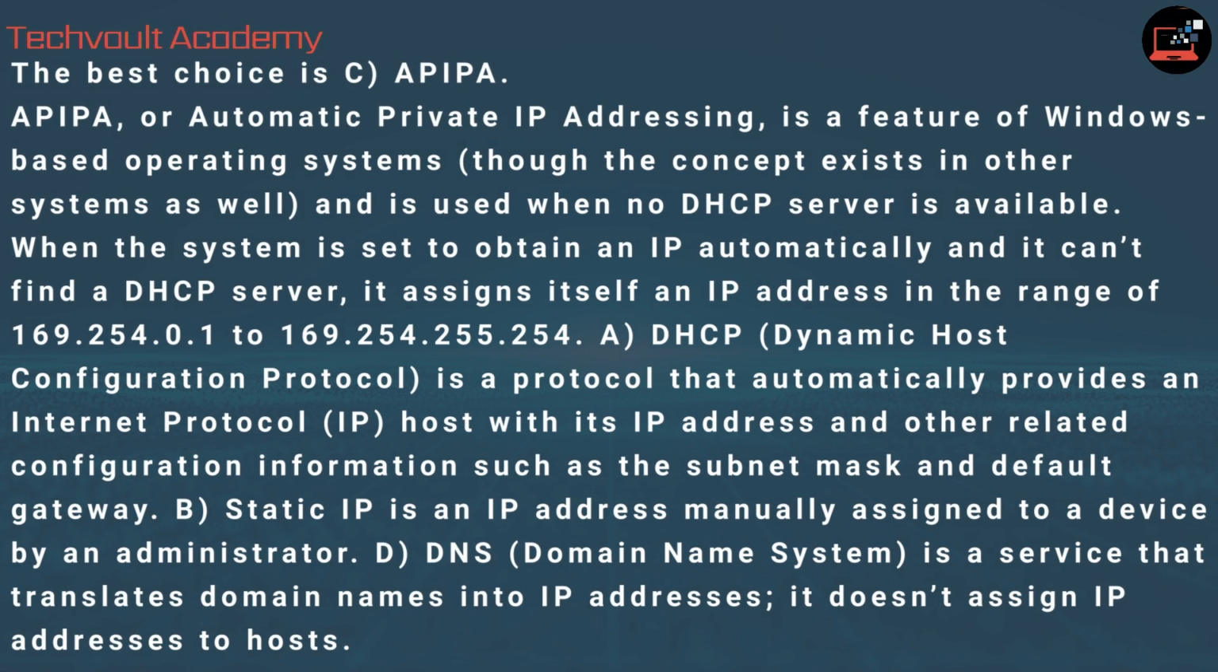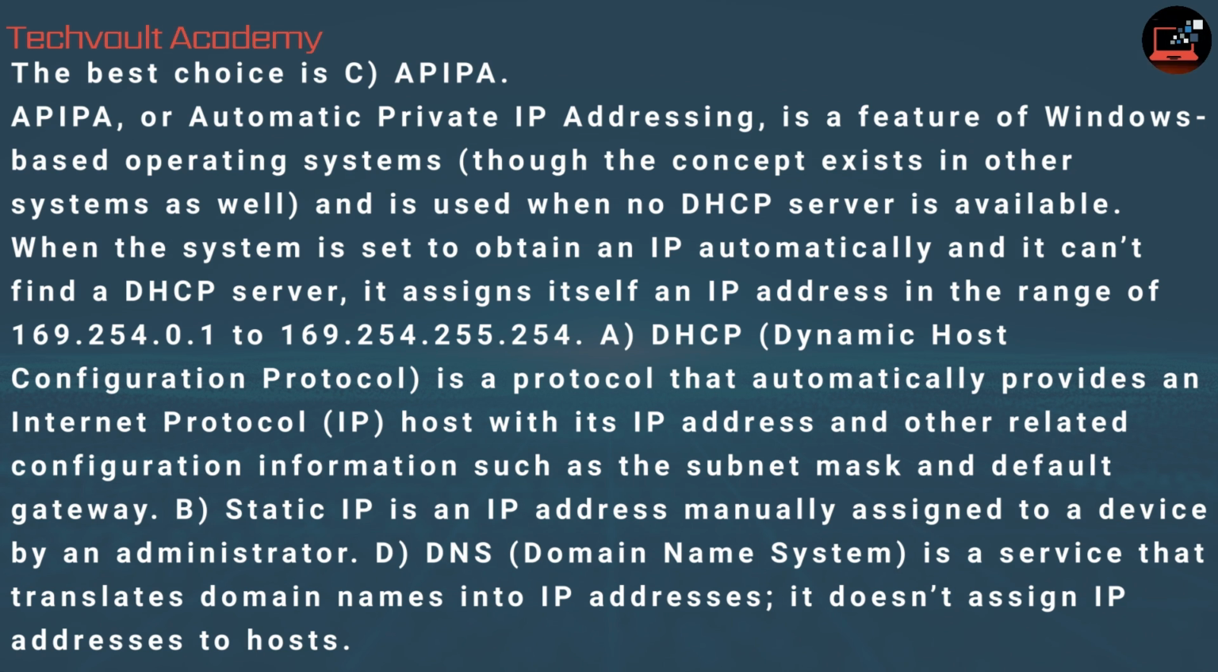The best choice is C. APIPA. APIPA, or Automatic Private IP Addressing, is a feature of Windows-based operating systems, though the concept exists in other systems as well, and is used when no DHCP server is available. When the system is set to obtain an IP automatically, and it can't find a DHCP server, it assigns itself an IP address in the range of 169.254.0.1 to 169.254.255.254.